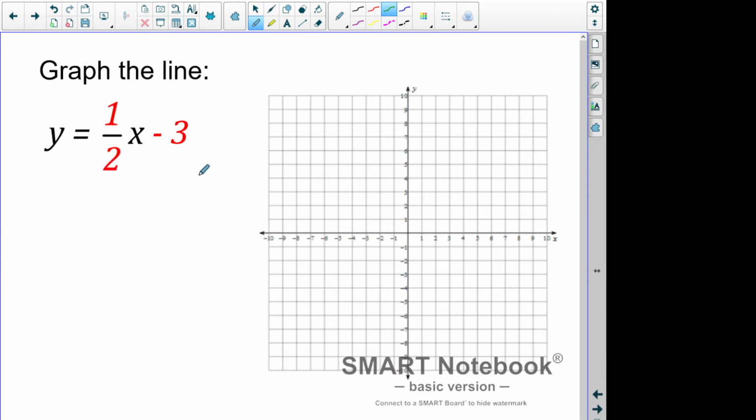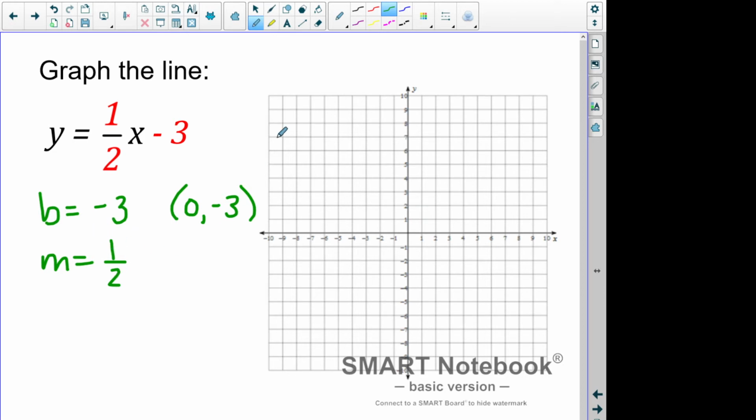So let's look at this example. This time we're going to try to do this without building a table of values. We could build a table of values, but we're going to try to do it without doing that. So we know that our b value is -3. That means when x is 0, y is -3. So we know that point, that's our y-intercept. And we also know that our m value here is 1/2. That means that every time x changes by 2, the y value is going to change by 1. So this is my change in x and my change in y.